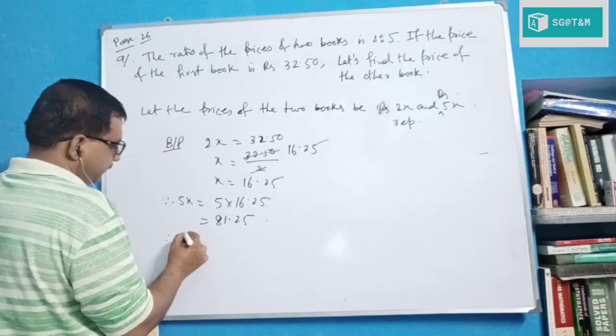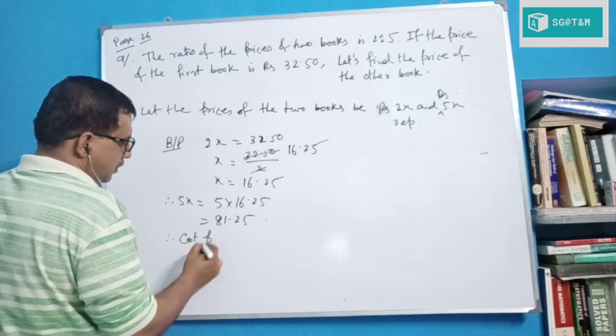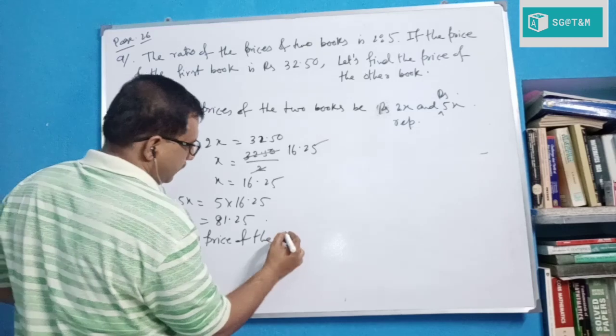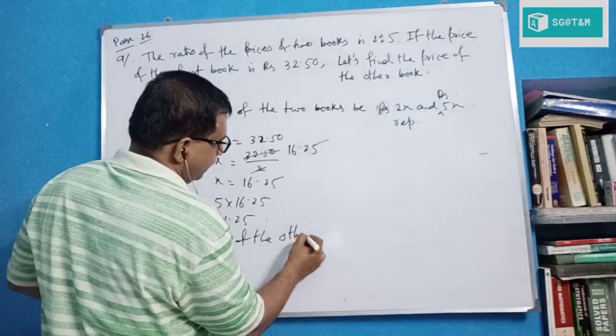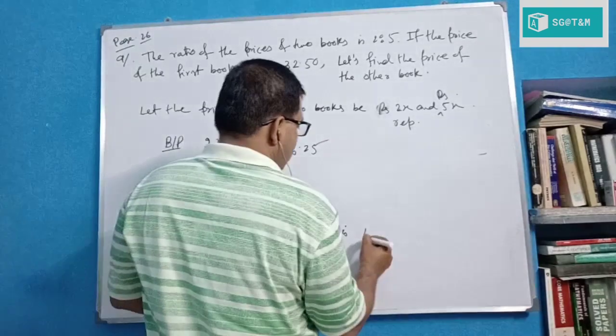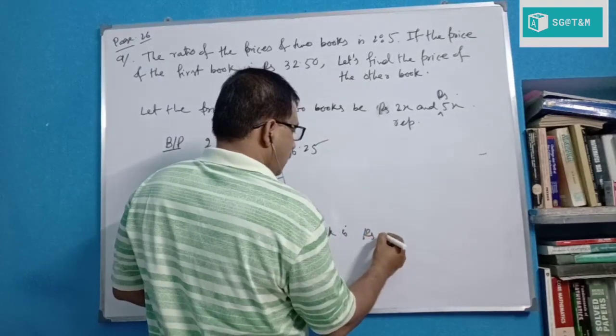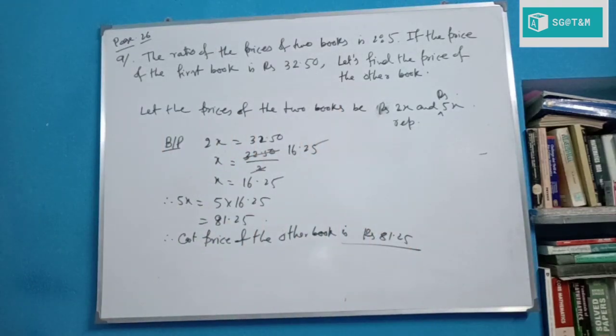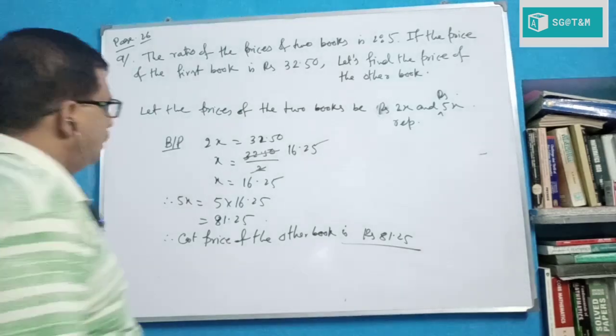Therefore the cost price of the other is rupees 81.25. In this case, solving an equation is not in class 6, it is in class 7. You may use this, no problem at all.